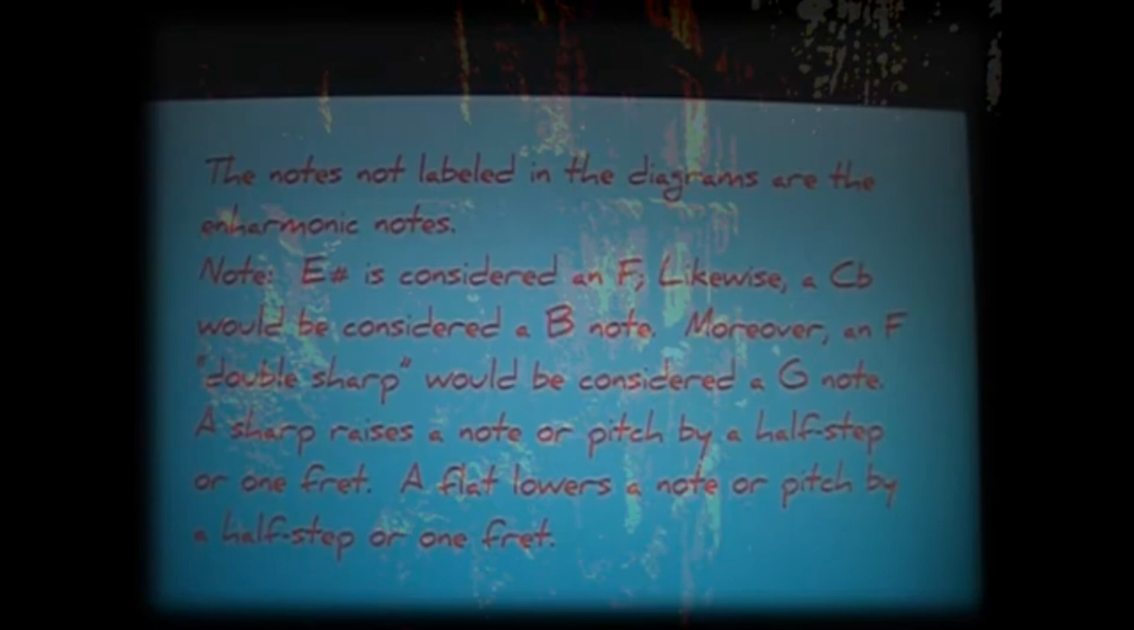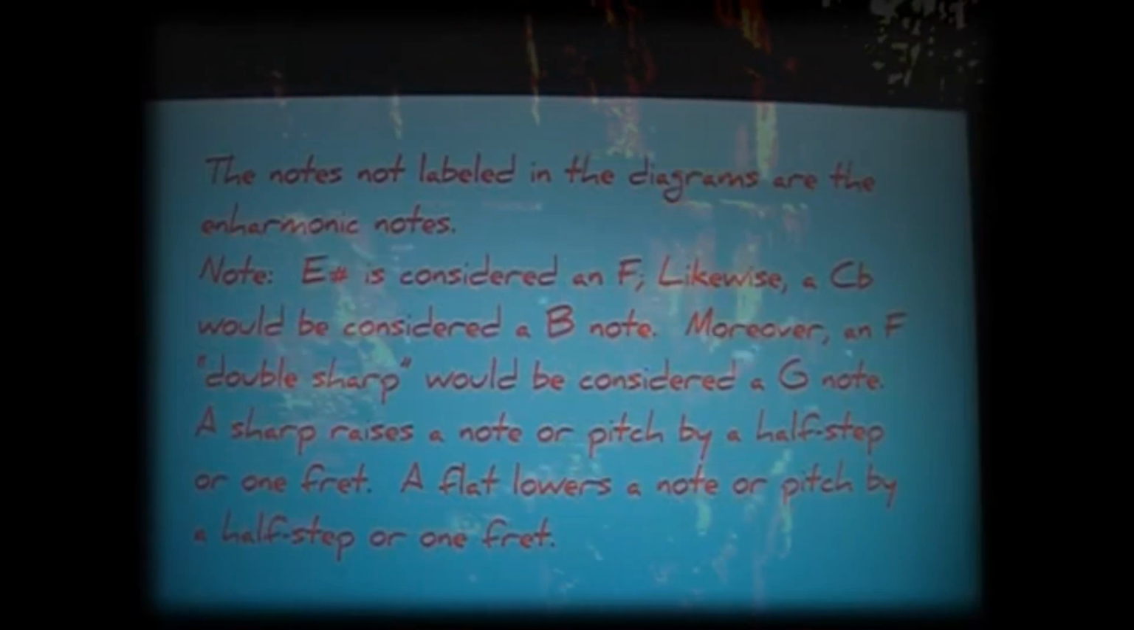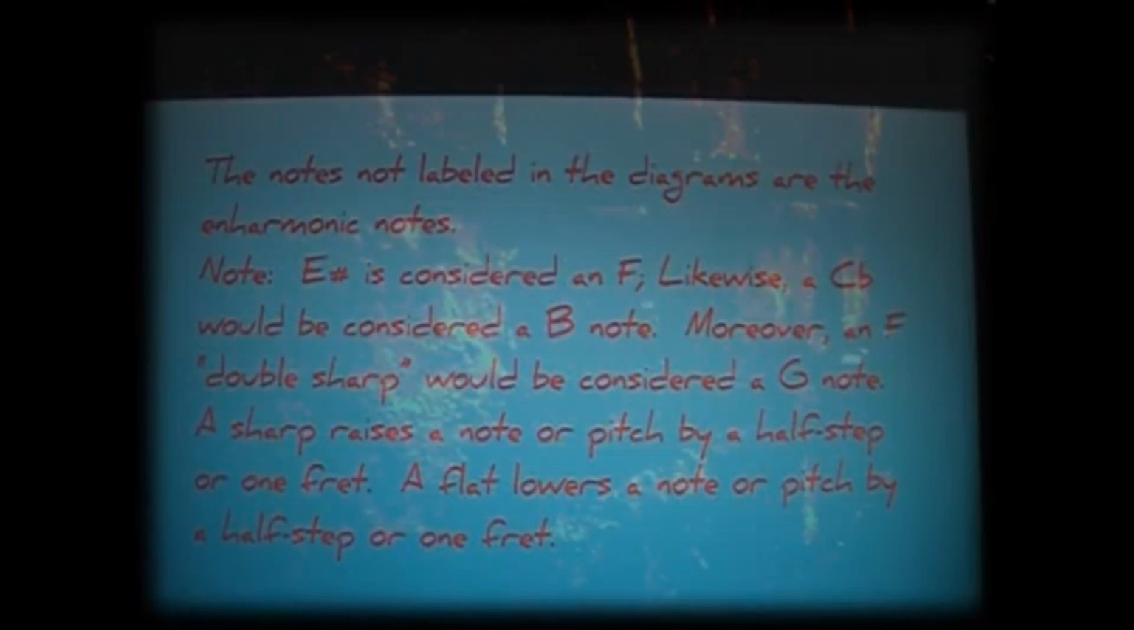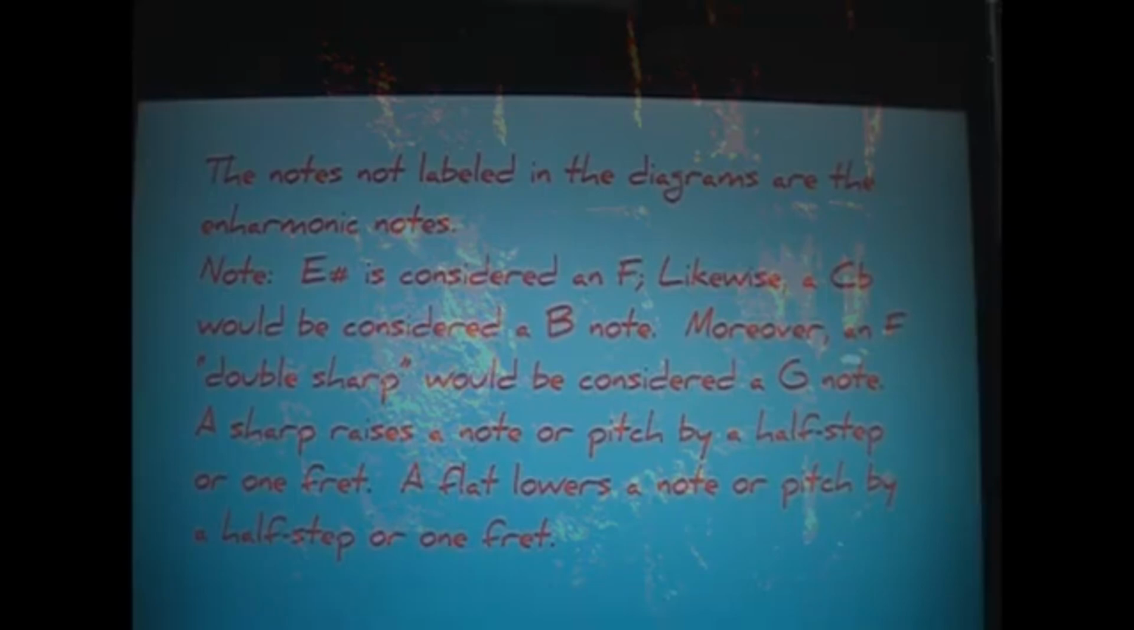The notes not labeled in the diagram are the enharmonic notes. A C flat would be considered a B note. Moreover, an F double sharp would be considered a G note. A sharp raises a note or pitch by a half step or 1 fret. A flat lowers a note or pitch by a half step or 1 fret. This is a good way to think of sharps and flats: as just moving the note 1 or 2 steps up or 1 or 2 steps back.